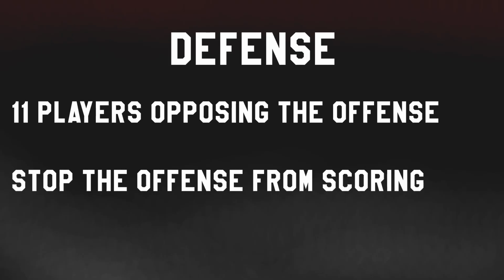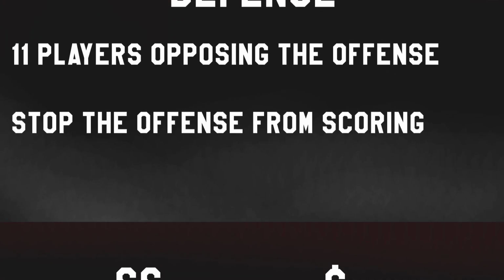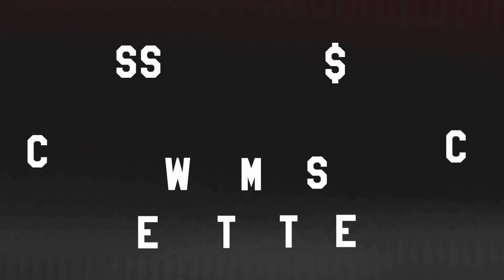Today I will cover the basics of defense and build a foundation to understand how defenses on all levels of play operate. To start, the simplest definition of defense is that they are the group of players opposed to the offense and they try to stop the offense from scoring. Defenses are characterized by three levels: the defensive line, the linebacking corps, and the secondary. Each of these groups have different positions with different roles in the system.